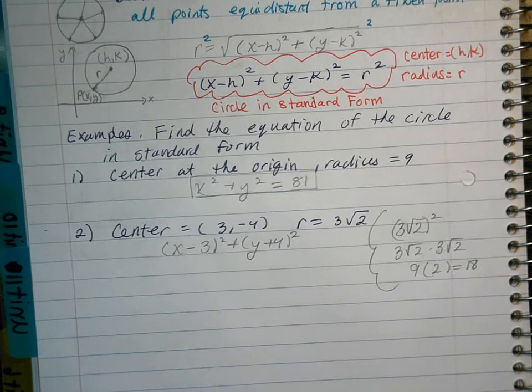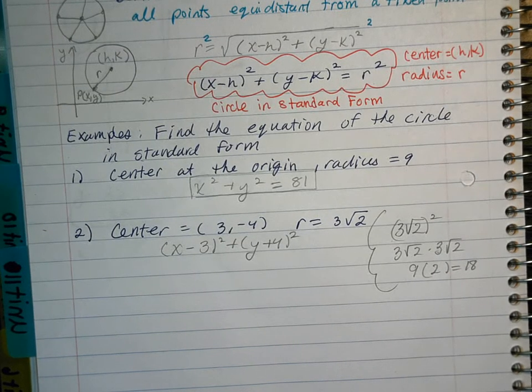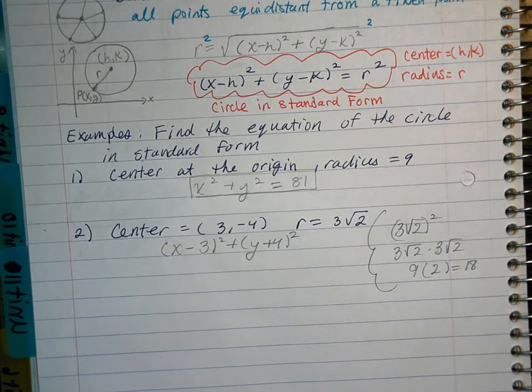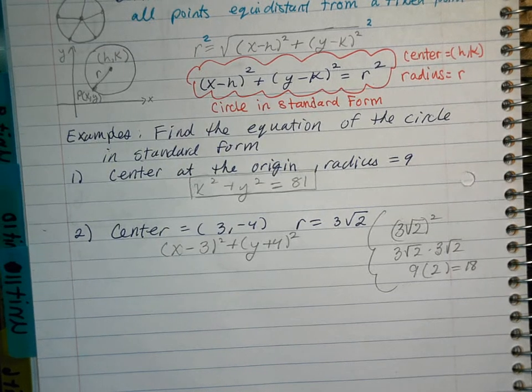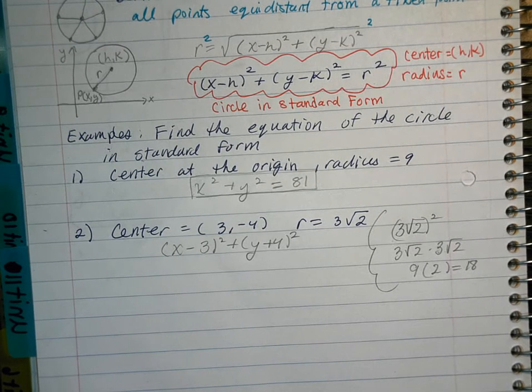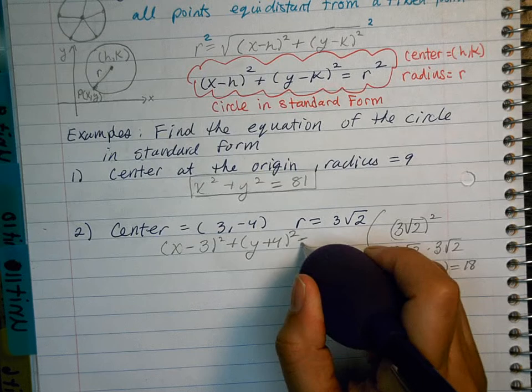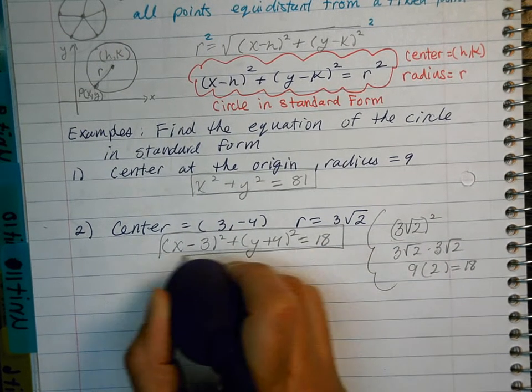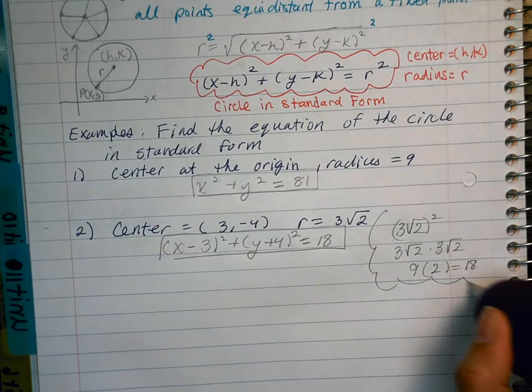Did anybody else get 18? Did anybody do it differently and not write it the way I did, just did 3 squared and then root 2 squared and still got 18? Did anybody kind of do it in their head? Okay, and again, perfectly fine. Equals 18. Okay, questions?